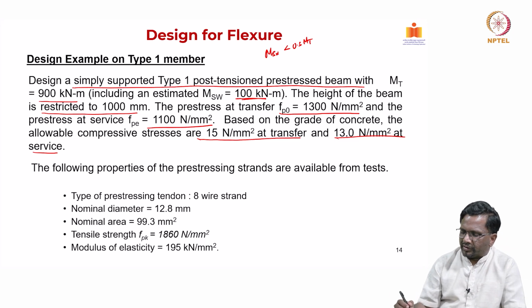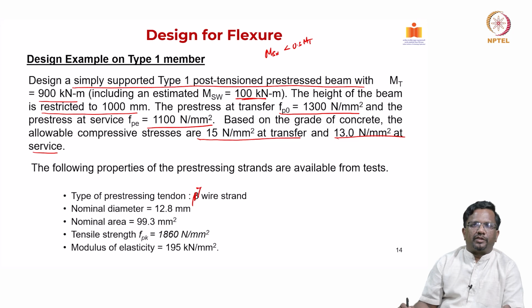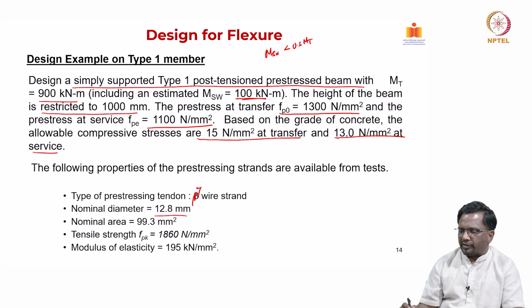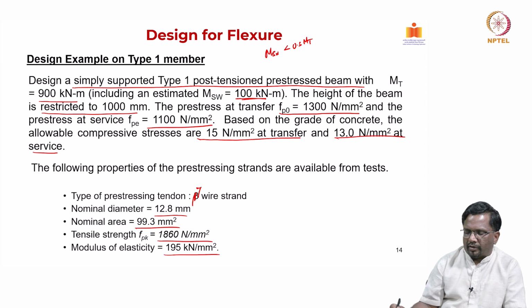a type of pre-stressing strand, and typically this should be a 7-wire strand, right. Typically 7-wire strands are common, okay. And the nominal diameter is half-inch, the nominal area is 99.3 millimeter square, strength is 1860 megapascal, and modulus of elasticity is 195 gigapascal.